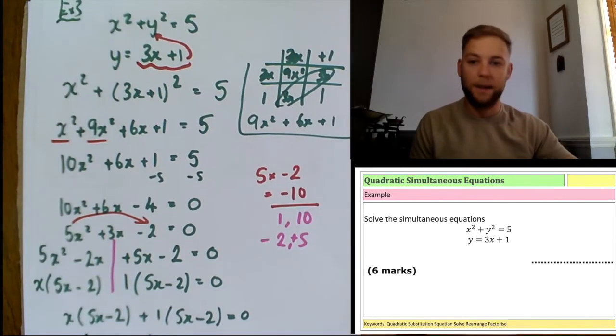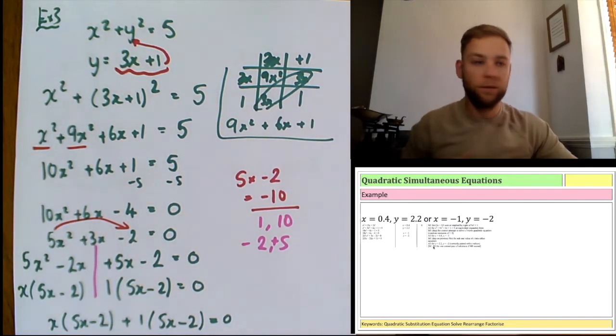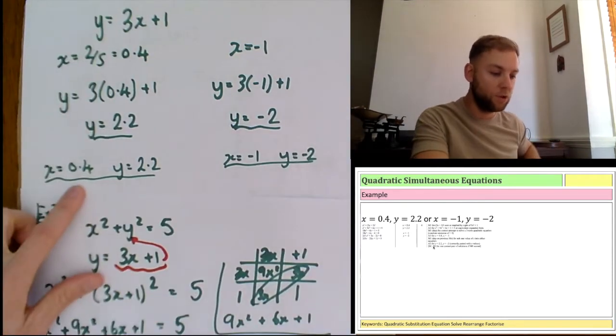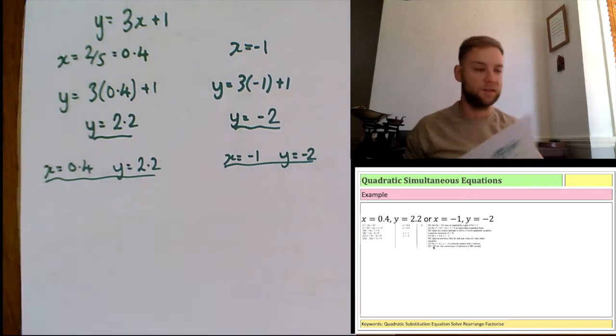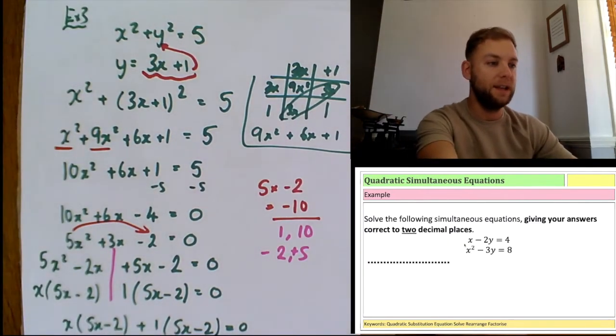Let's just check that and make sure that's right. So 0.4 and 2.2, brilliant, and minus 1, let's just check it here, sorry. 0.4 and 2.2, and minus 1, minus 2, absolutely perfect. So, brilliant, that's that question done. Okay, so let's have a look at the next one here.